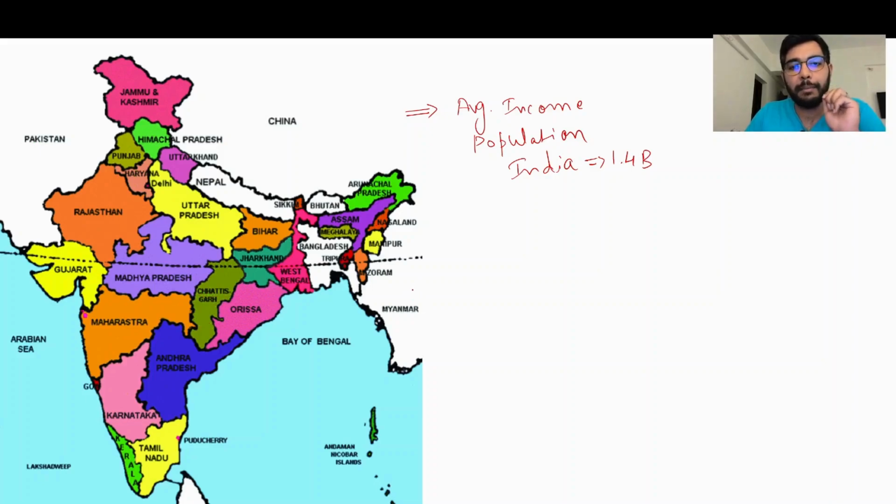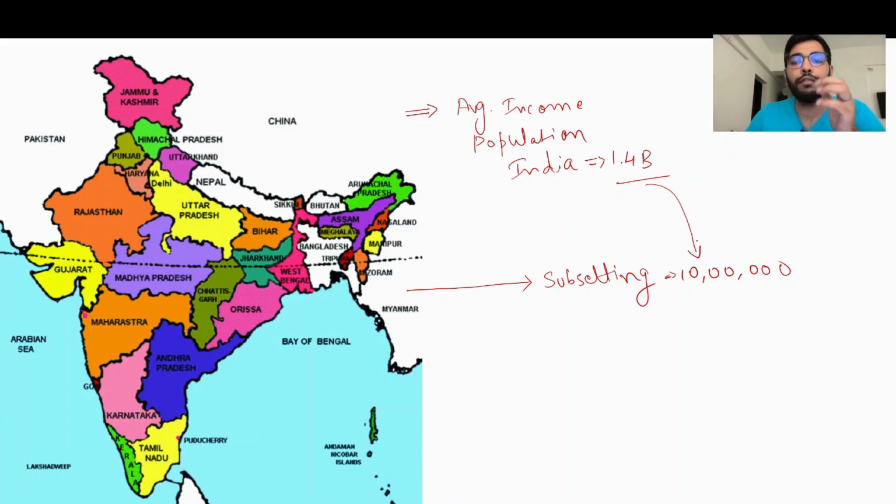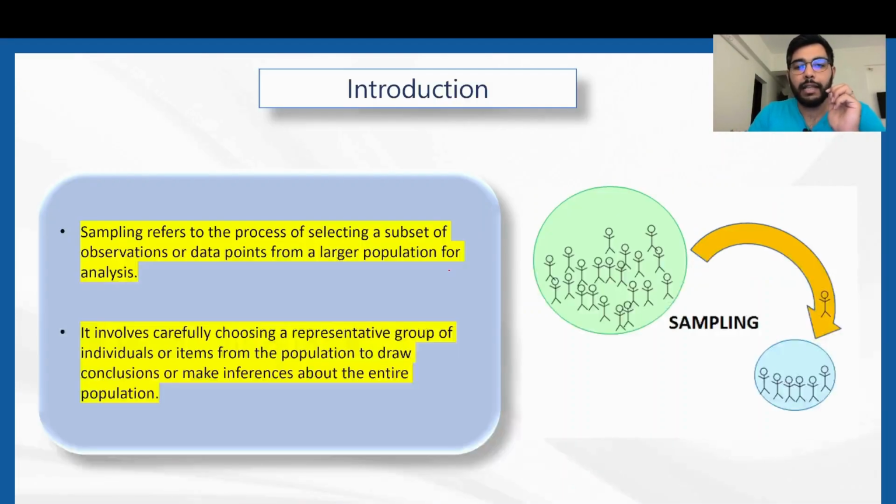The first point in the definition of sampling, which we star marked, was subsetting the overall population or the observations. In this particular case, the observations are the people. So I'll subset, let's say, 10 lakh people from the overall population of 1.4 billion. That was the first point, that is subsetting, that we saw in this particular definition.